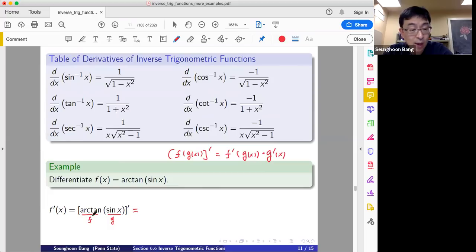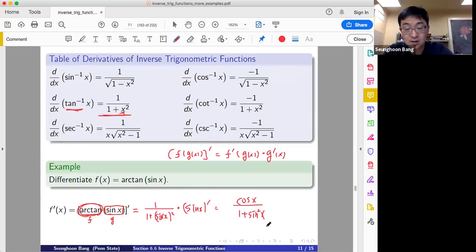You can use it. What is arctangent prime, the outer function prime? We have here the arctangent of x is the same as the inverse tangent, 1 over 1 plus x squared. Only plug sine of x into here, x. So we have 1 over 1 plus sine of x squared times inner function sine of x prime. So sine x prime is cosine. You can keep 1 plus sine squared of x. Right? That's it. This is the final answer for solving this problem.